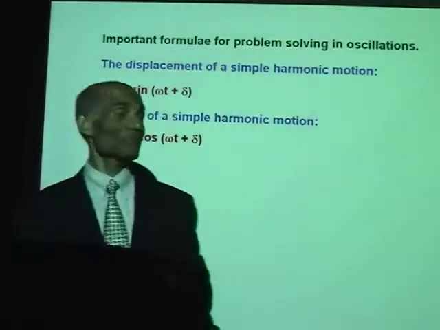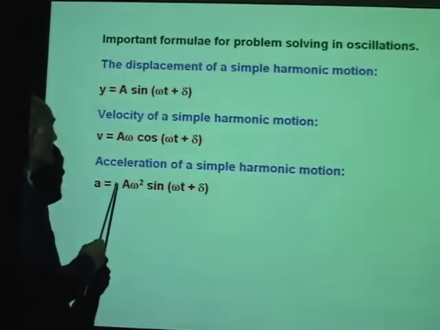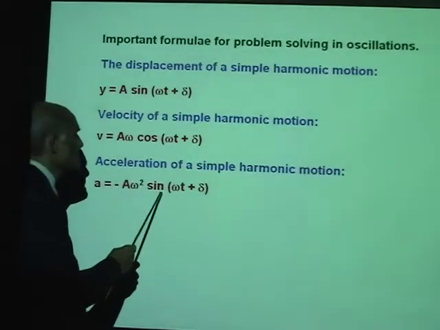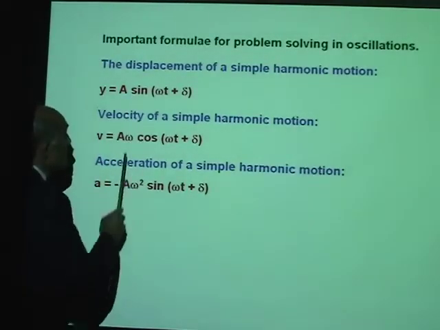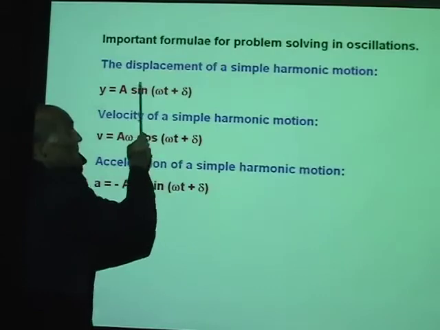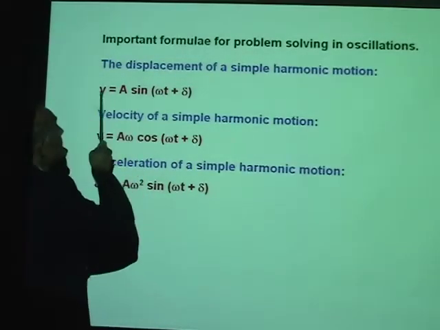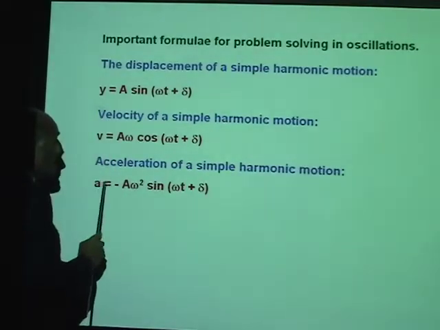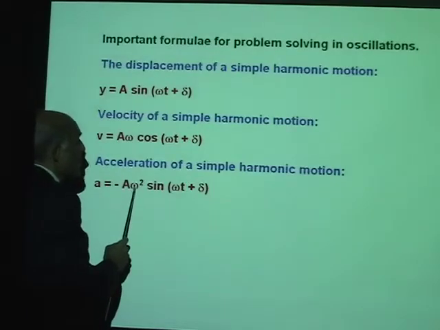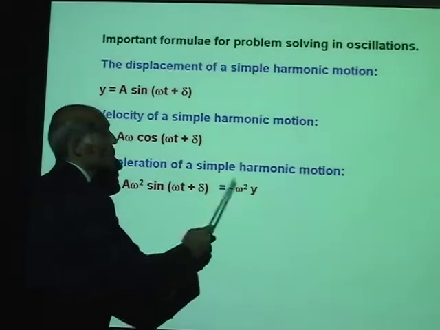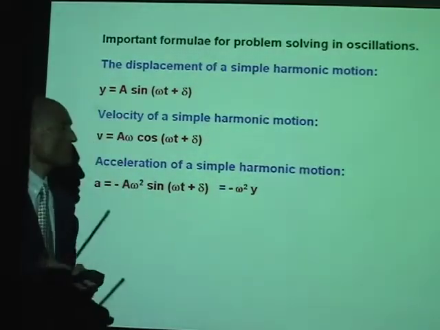We talked about that. What about the acceleration? The acceleration is negative a omega squared sine omega t plus delta. And if you remember, we can now replace a sine omega t plus delta. What is a sine omega t plus delta? Equal to y. So I can write acceleration equal to negative omega squared y. Is that right? Yes. Acceleration equal to negative omega squared y.